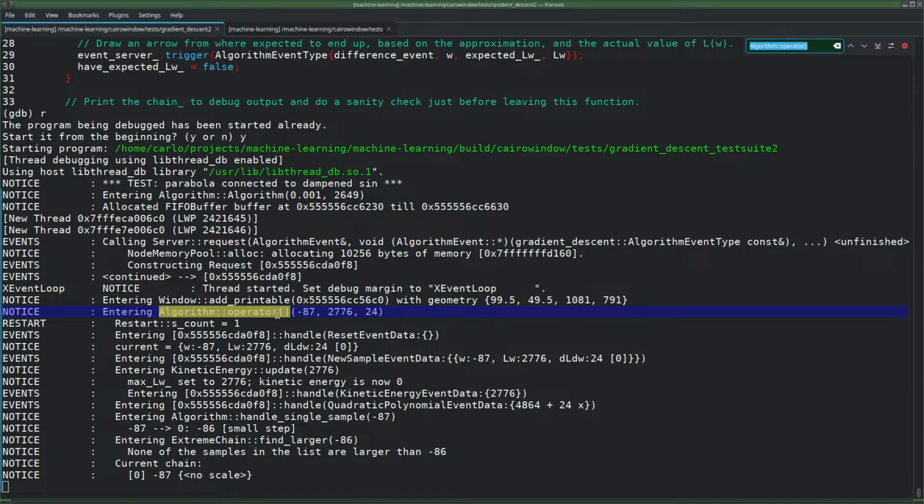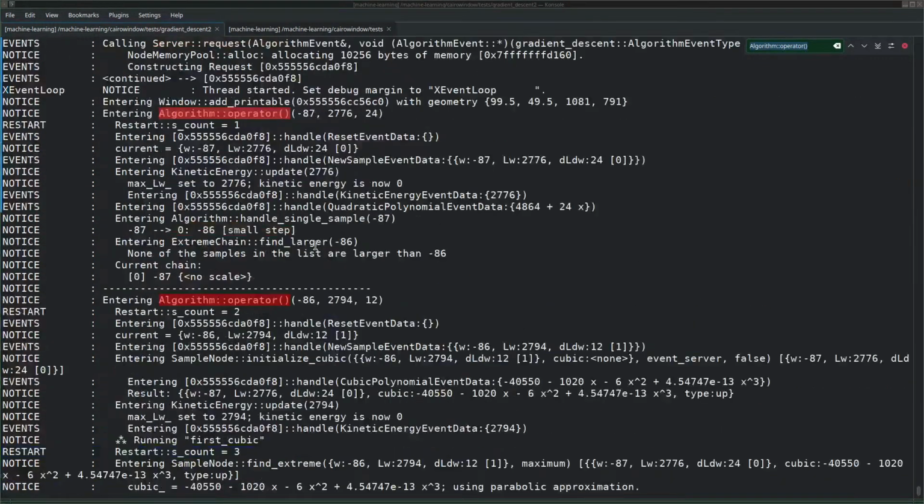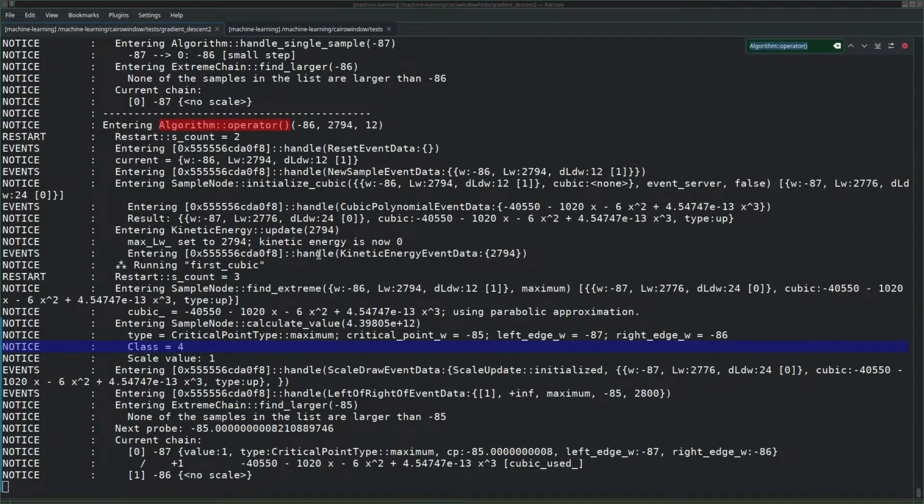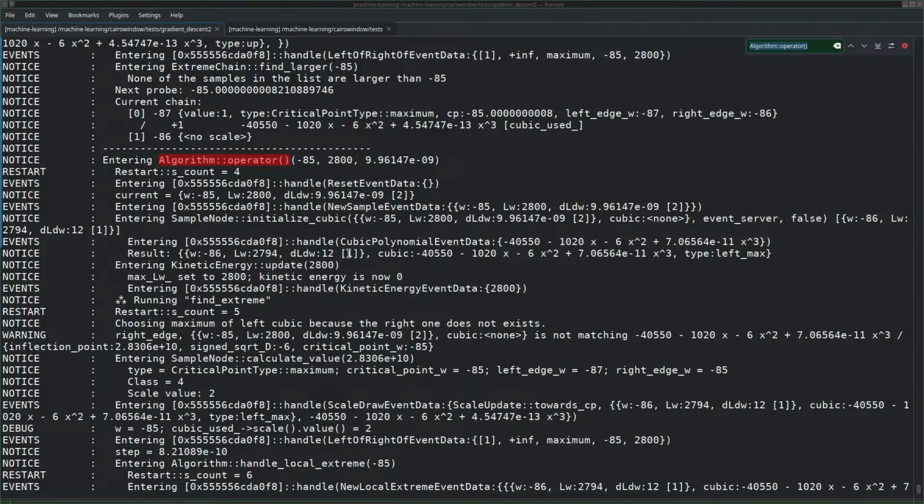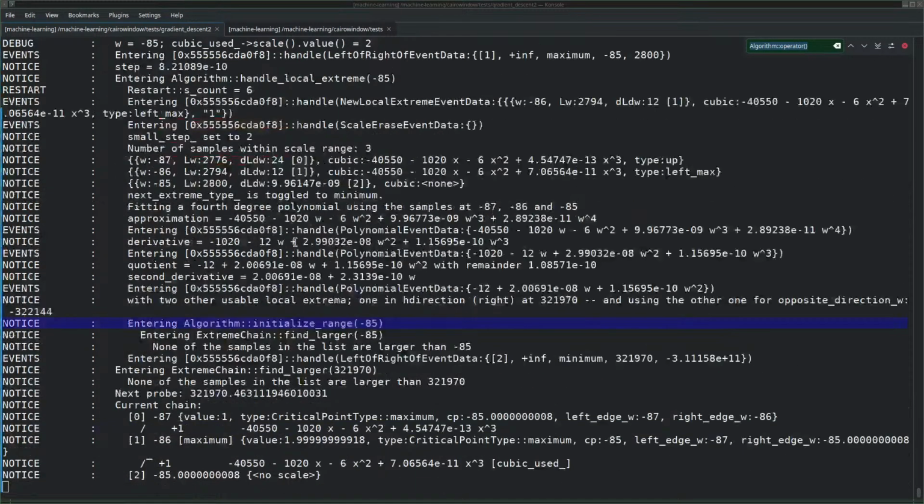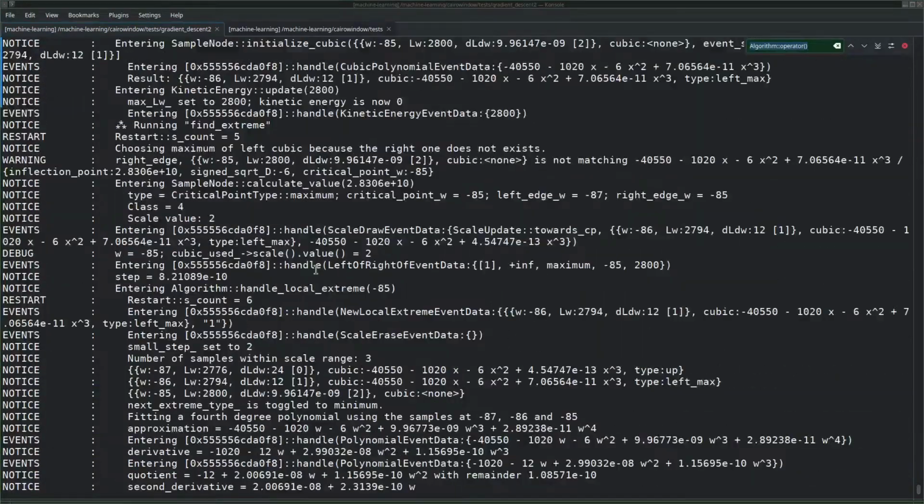So it's being called with minus 87 first, and then with minus 86, and then with minus 85, I bet. Yep. Then again with minus 85. Might as well do that directly. No.